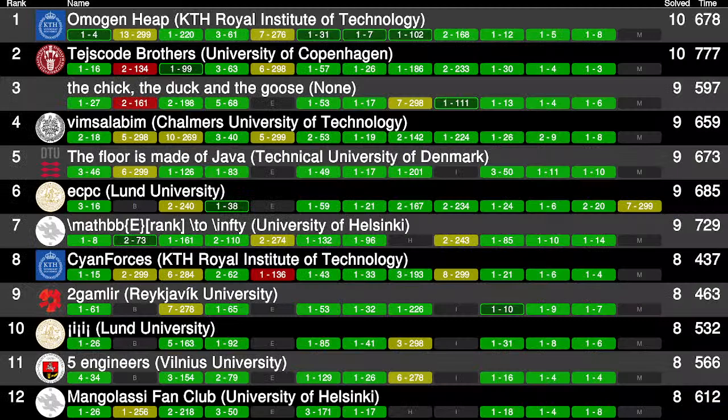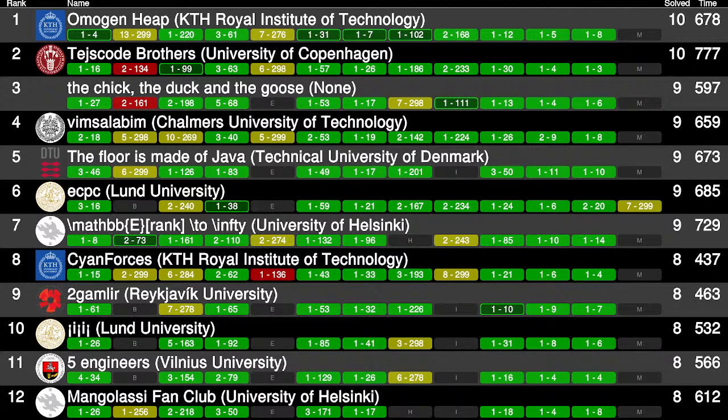So here is what the scoreboard looked like at the 4th hour. We had Umogen Heap from KTH at the top, closely followed by the Taste Code brothers from Copenhagen, both of these two teams at 10 solved. And both of them made efforts to solve more problems in the last hour, which are indicated by yellow in this little table. So we'll see if any of them succeeded and if any of the teams further down the scoreboard managed to catch up.